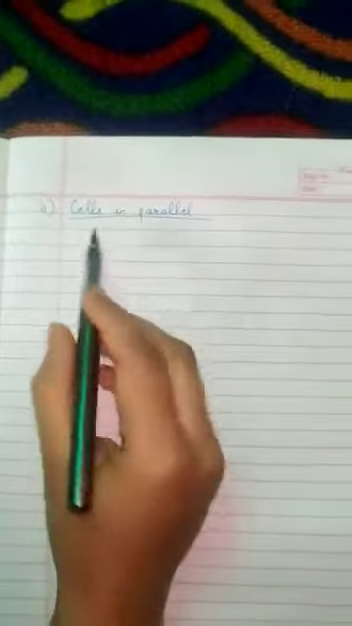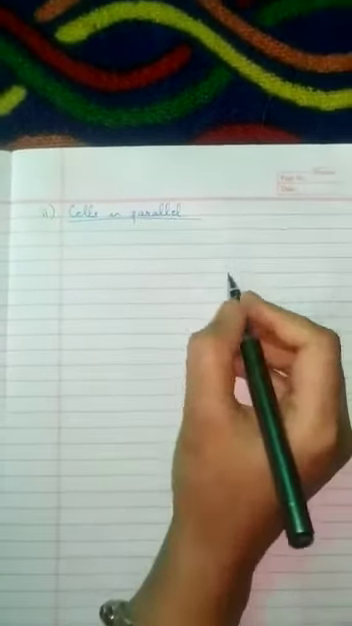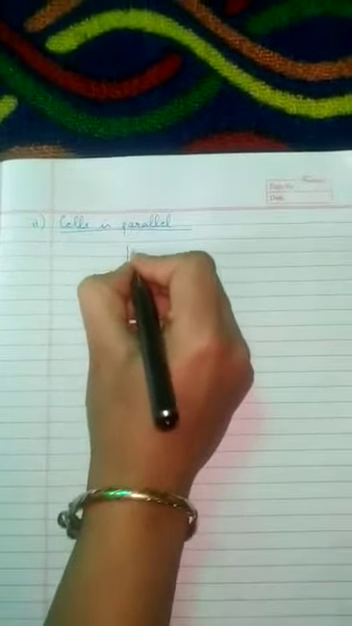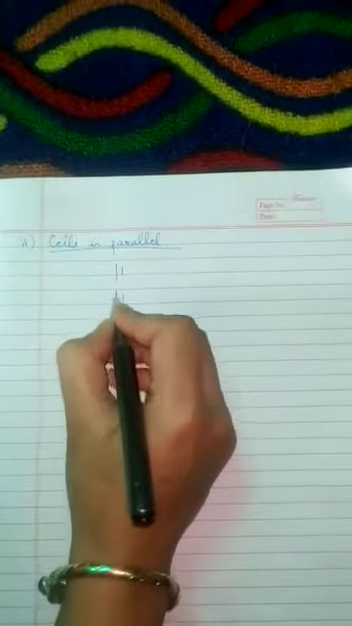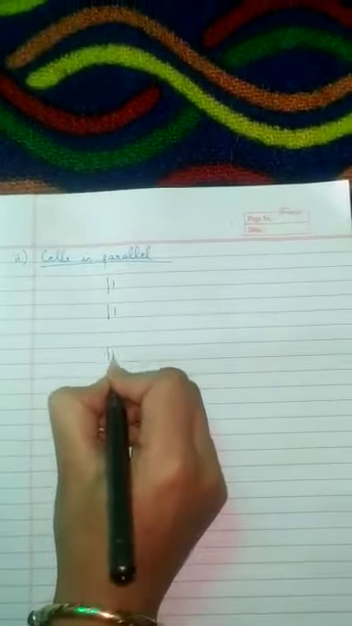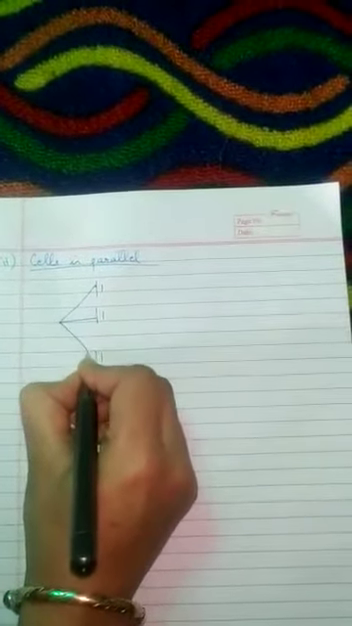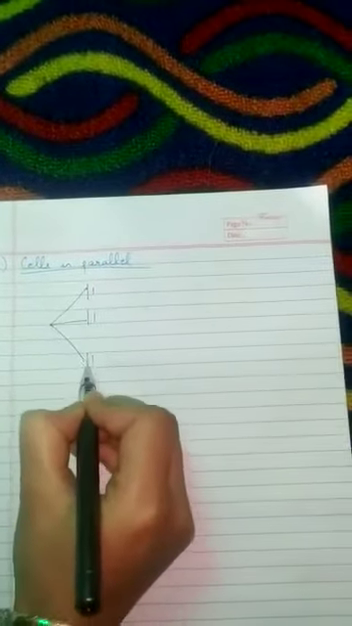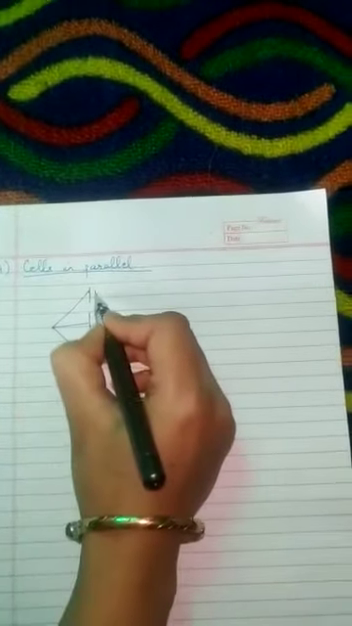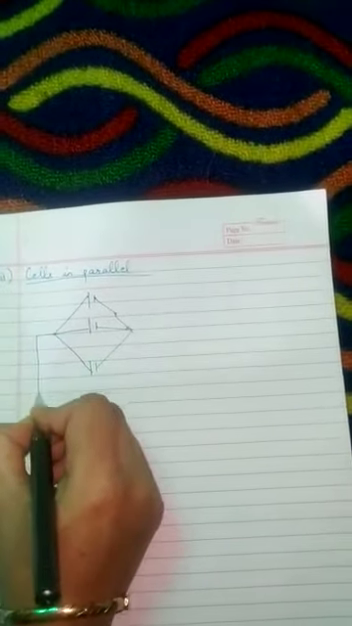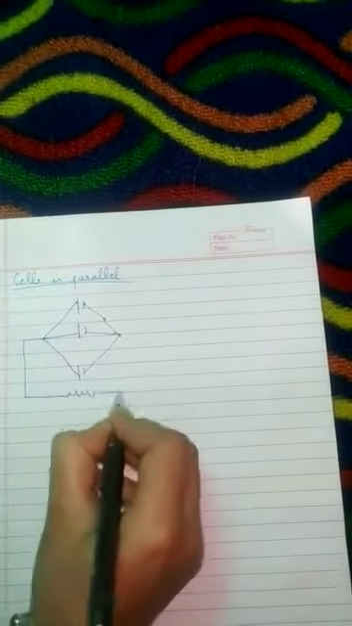Let's proceed to see the combination of cells in parallel. Parallel means the positive terminals of the cells are all connected to a common point, like this. You can see all the positive terminals, and likewise the negative terminals are all connected to one common point. And say all these are connected to a load R.